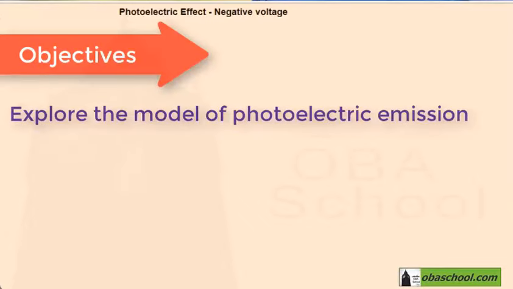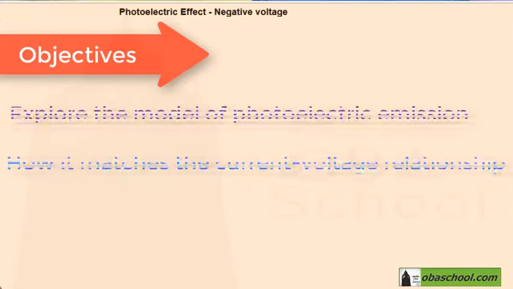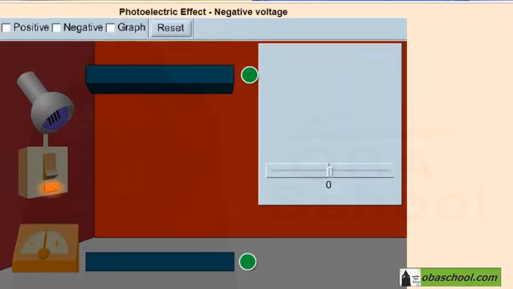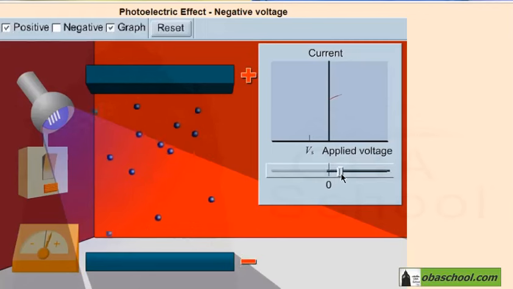In this animation, we will continue exploring the model of photoelectric emission and the way it matches the observed current-voltage relationship. So we switch on the lamp, then check the positive and graph boxes, then we'll move the applied voltage slider to the right and back to its central zero position to produce a current-voltage curve for positive voltage.